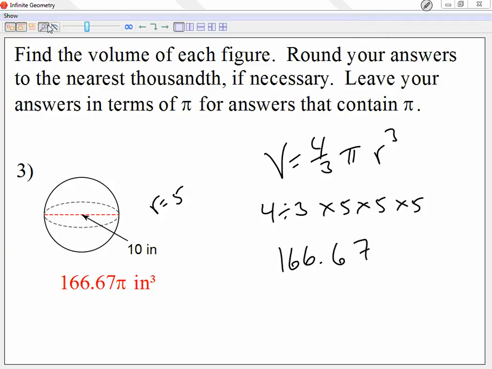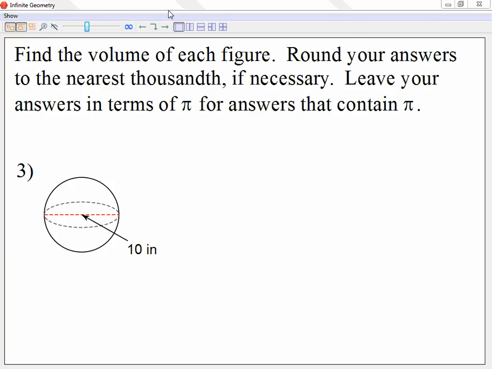Well, this one run it to nearest thousandth. I will have gotten 166.667 pi. So it's 4/3 times pi times radius cubed. All right. You guys should be fine. Some of them will be decimals.